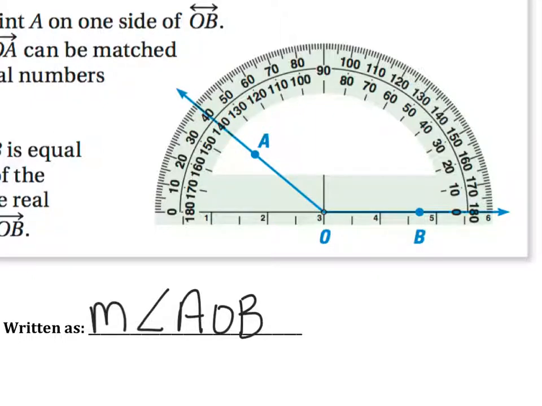Since this is greater than 90 degrees, you can see here that it's at 40 and at 140. Since we know it's obtuse, we would go with 140. If this had been an acute angle, I would know to use the smaller number.